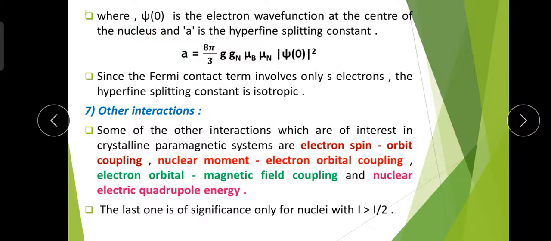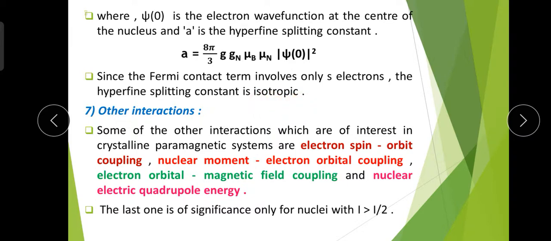That means for the electron we have to consider the wave function. So this is the electron wave function, because we studied this in quantum mechanics, and A is the hyperfine splitting constant, which is given by A is equal to 8 pi upon 3 g into gn into mu B into mu n into mod of psi of 0 square. Since Fermi contact terms involve only s electrons, the hyperfine splitting constant is isotropic.